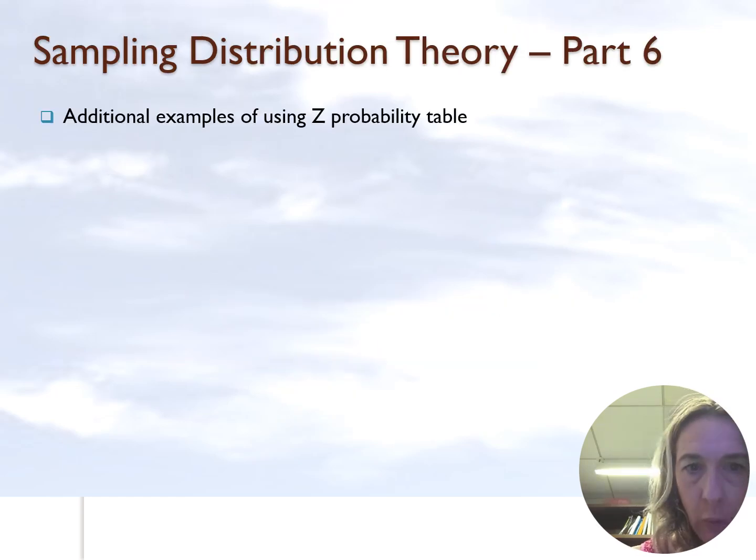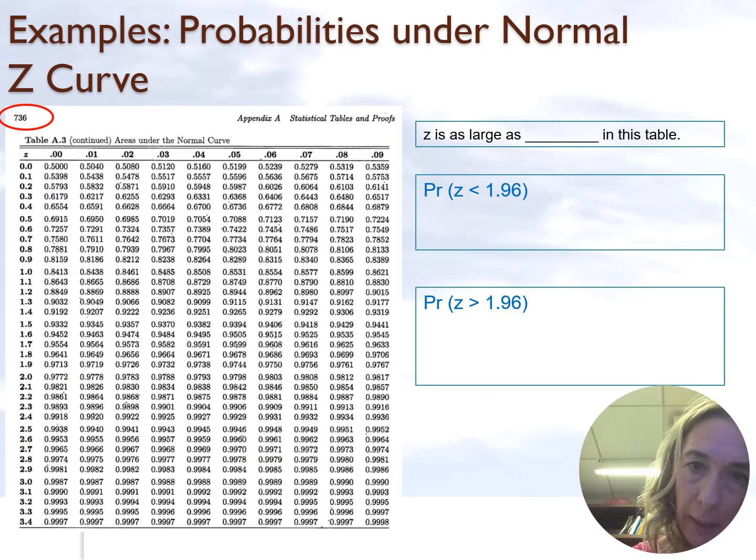In this video, we are going to do additional examples of using the Z probability table that's found in the back of most inferential statistics books. This is a direct continuation of part 5 in the video series. In the back of your textbook, as I had indicated, there are 2 pages of probabilities under the Z-curve, or the standard normal curve. In the prior video, we looked at values of Z that were negative, okay?